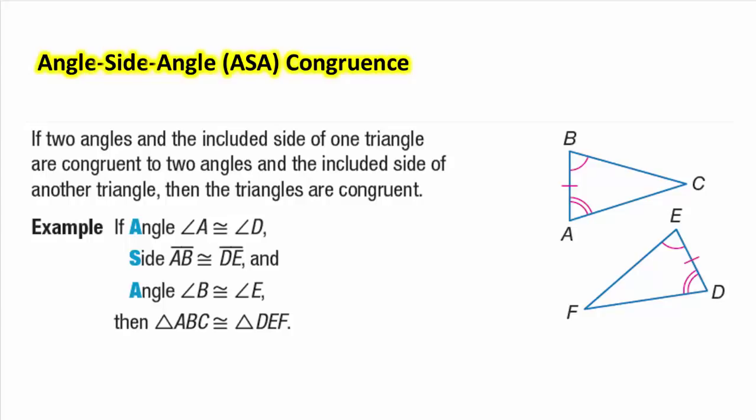Our third shortcut is called the angle side angle congruent shortcut, or ASA. And it says if two angles and the included side of one triangle are congruent to two angles and the included side of another triangle, then the triangles are congruent. So again, we've got that included word, but this time we're talking about an included side. We've got two angles and the included side, this side here. The same way here, we've got this included side between two angles. And if we have that, two angles and the included side, then we have two congruent triangles.